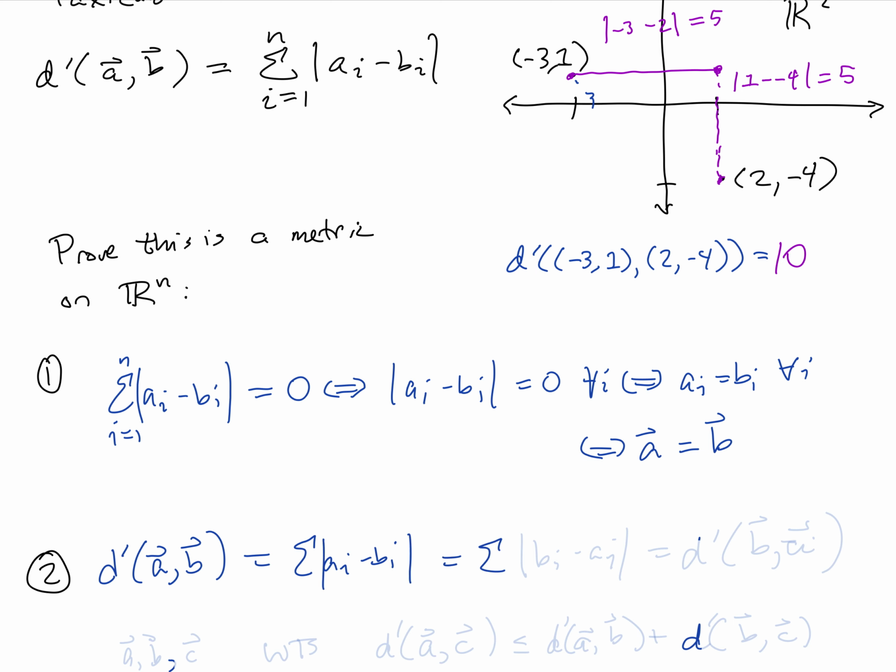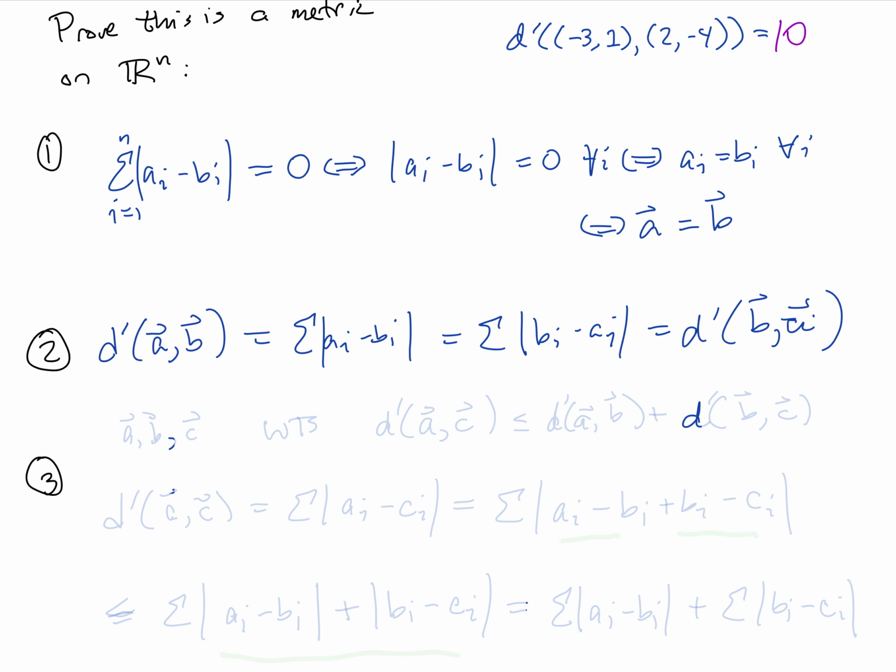That is equal to the sum of |bi minus ai|, and so that is d prime of b, a. So yes, this is symmetric. And lastly, the triangle inequality.